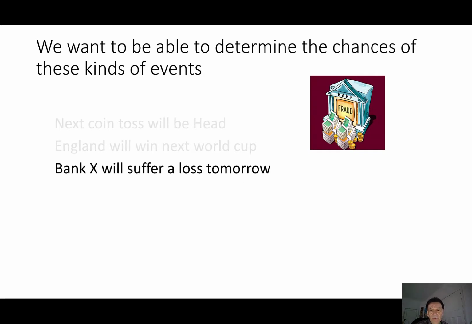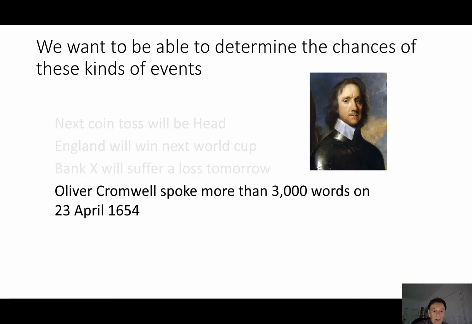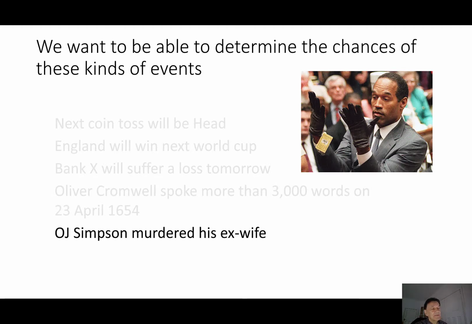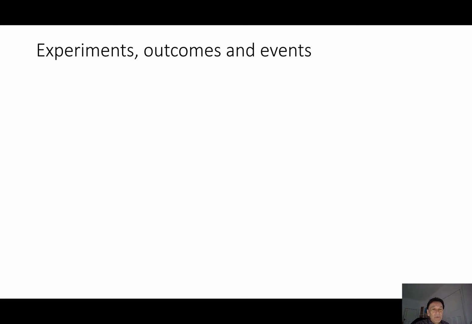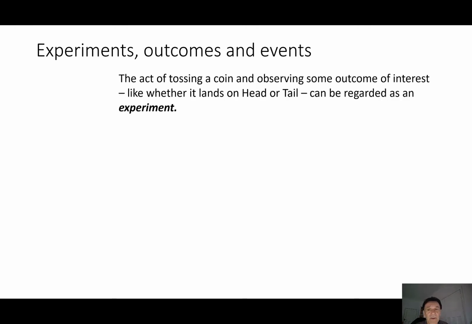Bank X will suffer a loss tomorrow. We're now veering into uncertain events which people associate with risk assessment. Oliver Cromwell spoke more than 3,000 words on this particular date in 1654. That's a bit weird, but nevertheless, that's still the kind of event that we want to determine the chance of. O.J. Simpson murdered his ex-wife. You're carrying a virus.